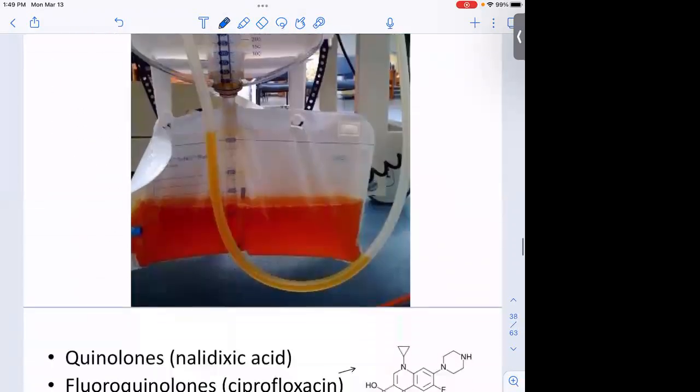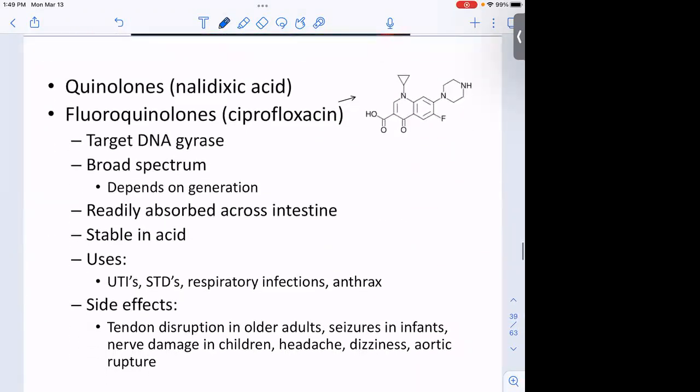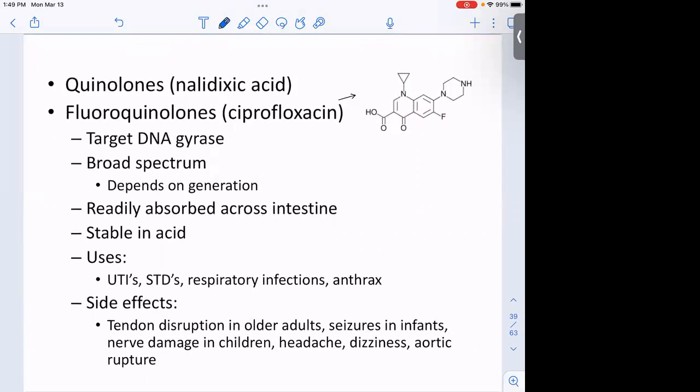Okay, and the DNA, there's a couple DNA synthesis inhibitors, the quinolones and the fluoroquinolones. So quinolones, these were kind of what we might say the first generation drug. They came out, I think, in the early 60s. Nalidixic acid is an example.